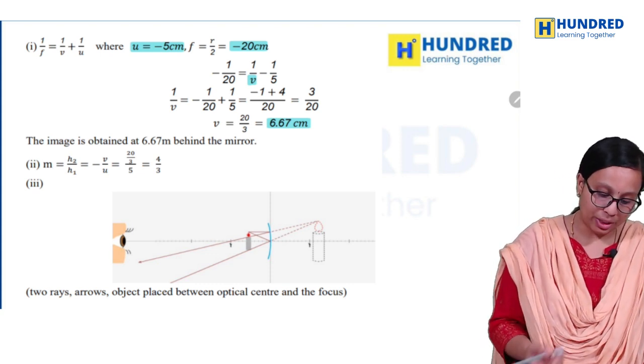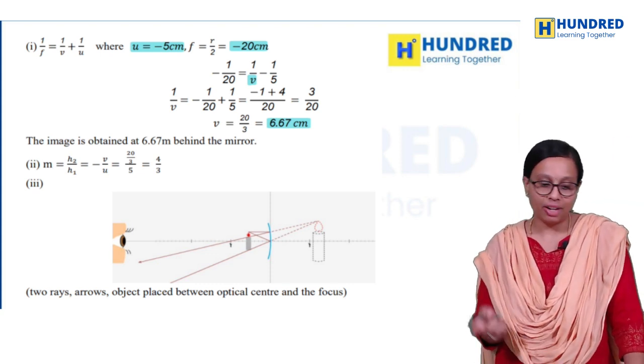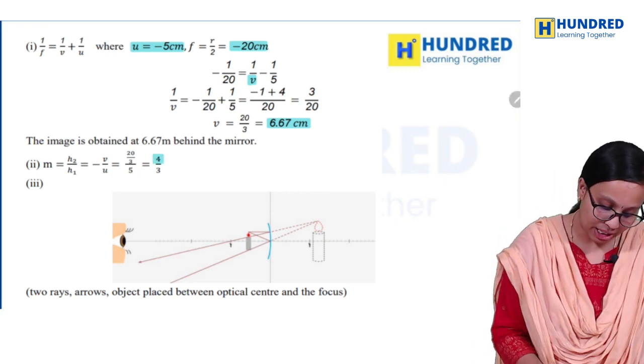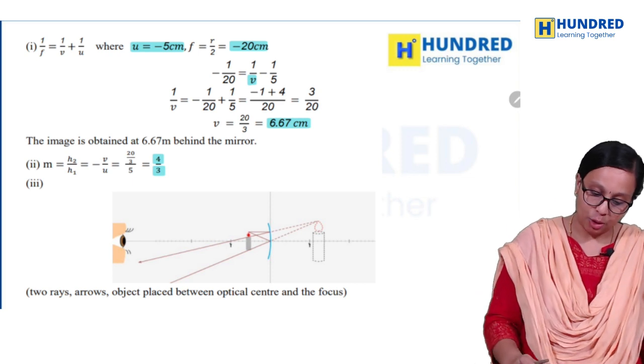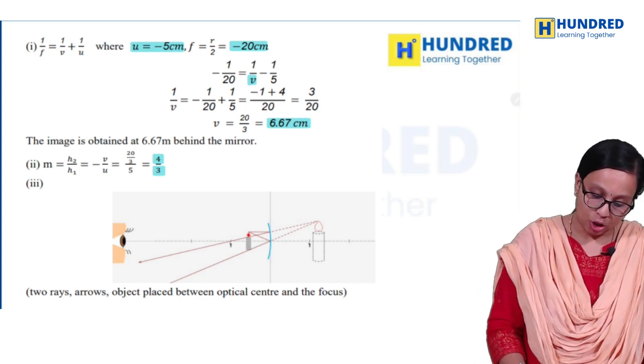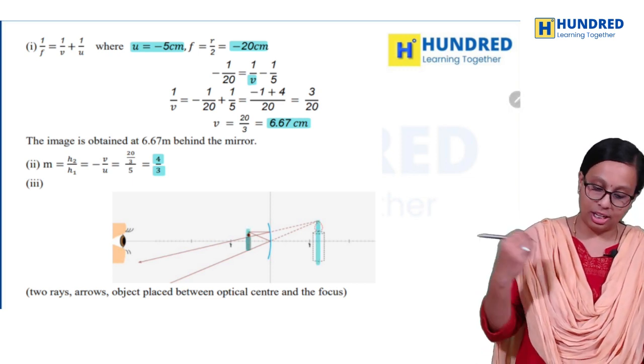With the help of that, we can find out the magnification value and then find out the value of the size of the image. So it is 4 by 3. So this is how you get the image. You're placing an object and you're getting an image that is formed there.